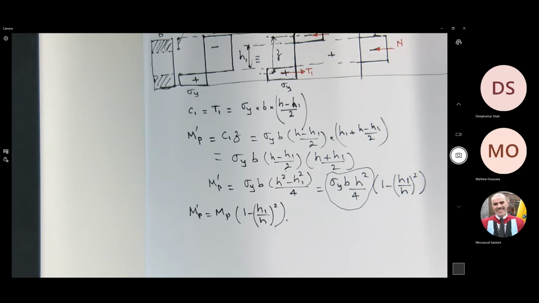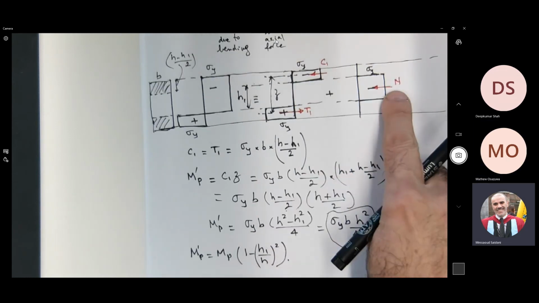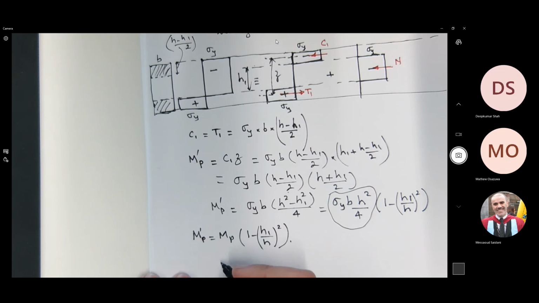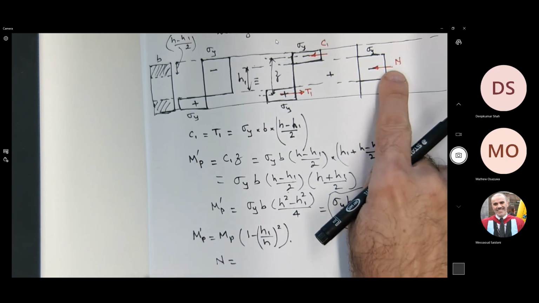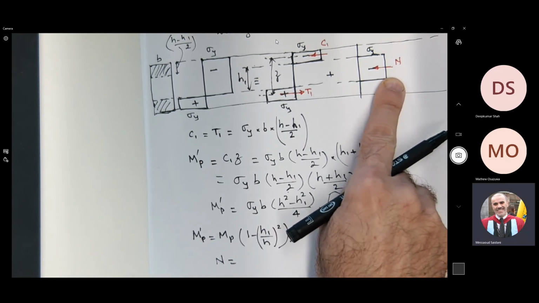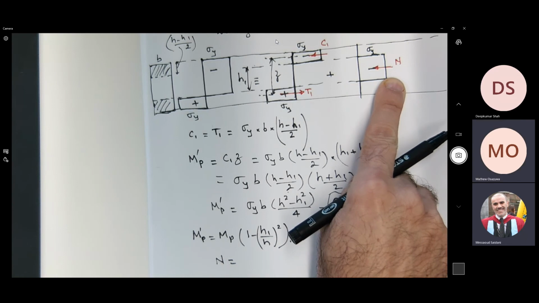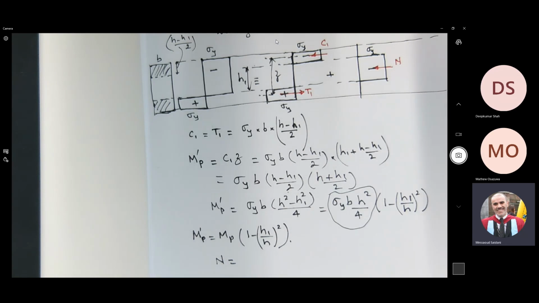Is that clear up to this point? What is N? Can you give me the equation? What is N? Remember, stress is force over area. So force is stress times area. So what is it?